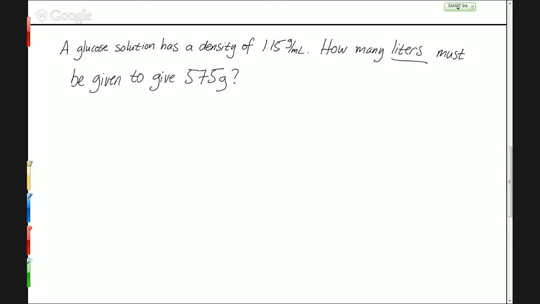Which might be a totally reasonable request, right? You calculate your mass based on a body mass thing, but then the glucose solution itself is a liquid, so you're going to measure it in a volume. And it's a big thing, you need a bunch of it, so you're going to measure it in liters. So how many liters do you need to make sure that 575 grams go in? See if you can set that one up and calculate it, talk with each other, and compare and see how it goes, and then we'll look at it together again.